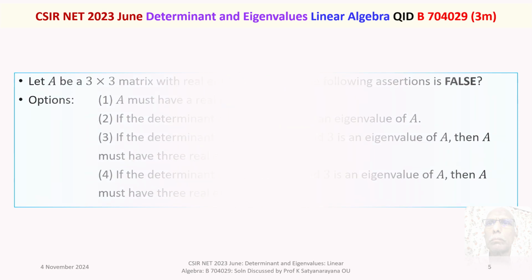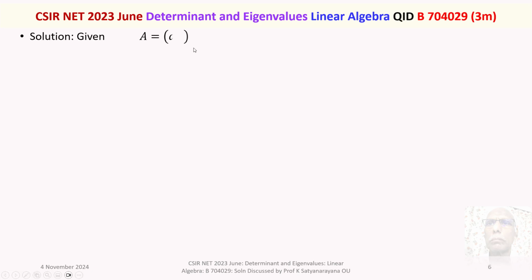Right. We will now discuss the solution of the problem in detail. We are given A equals Aij, 3 by 3, where Aij belongs to R. It is a 3 by 3 real matrix. Agreed. Let us take the options one by one. Option 1, A must have a real eigenvalue. Is it so? Yes, it is. How do you say that?